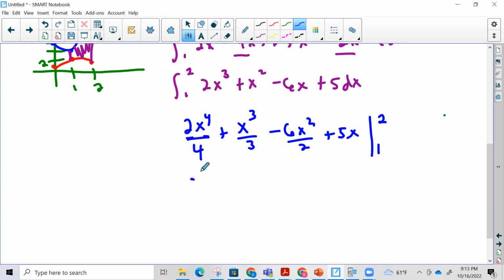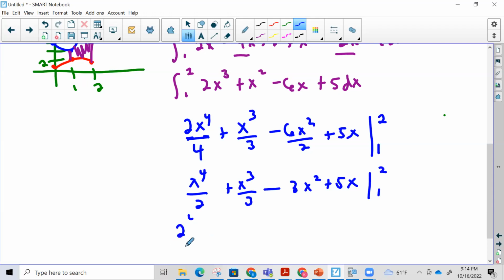I get x to the 4th over 2 minus 6 divided by 2 is 3x squared plus 5x. You don't necessarily have to simplify, but it might make this part a little bit easier. So then I'm going to plug it in. 2 to the 4th over 2 plus 2 cubed over 3 minus 3 times 2 squared plus 5 times 2. That's all my upper bound.